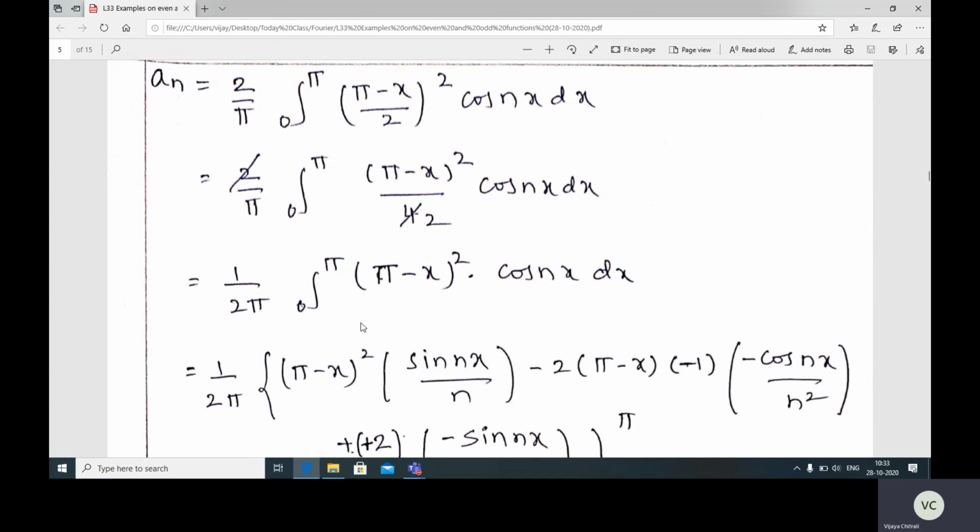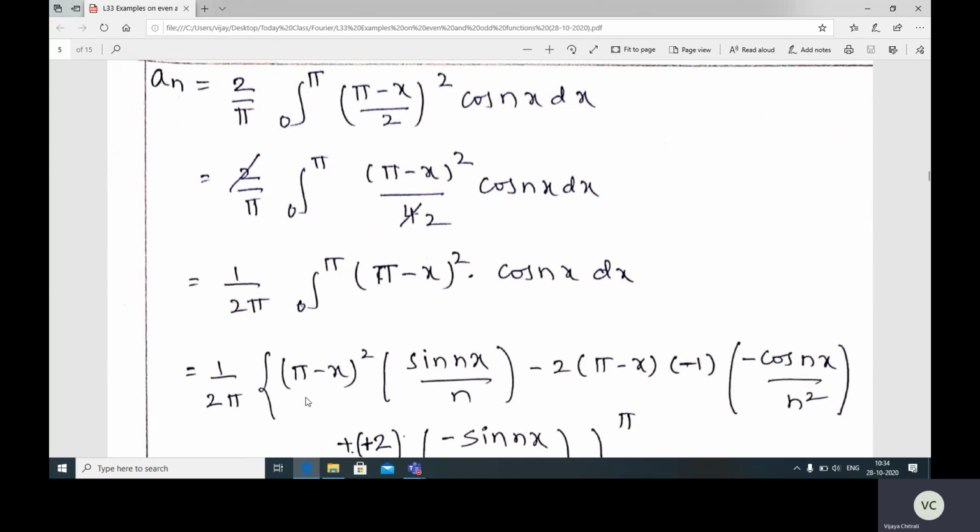So what our rule says, Bernoulli's rule for integration by parts: if u and v are functions of x, then integration of uv dx will be u v1 minus u dash v2 plus u double dash v3 minus u triple dash v4 plus so on. Dashes denote differentiation and suffixes denote integration. Now u is pi minus x and v is cos nx.